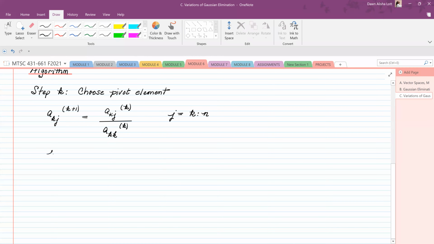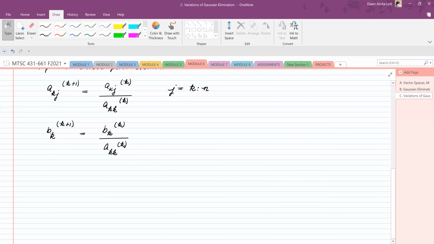And we know that BK at K plus 1 is going to equal BK at K divided by AKK at K. All right, so we do that for J equal to K through N. All right, and then you have AIJ at K plus 1 is equal to AIJ at K minus AIK at K times AKJ at K plus 1.